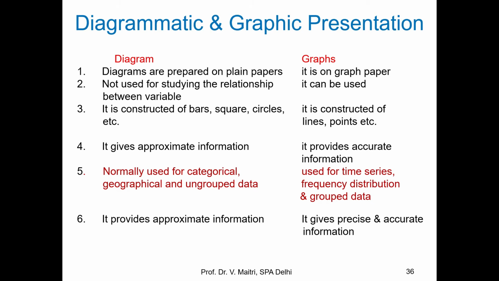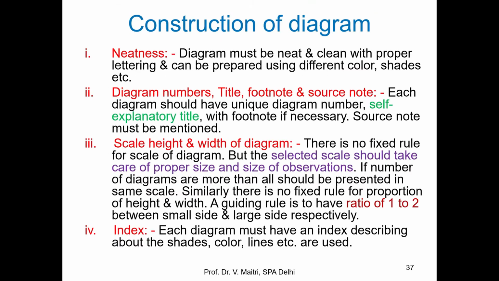Diagrams we normally use for categorical or geographical or ungrouped data, while for time series data, frequency distribution or grouped data we present in graphical form. So a diagram provides approximate information and a graph gives precise and accurate information. So this is the difference between the two presentations.